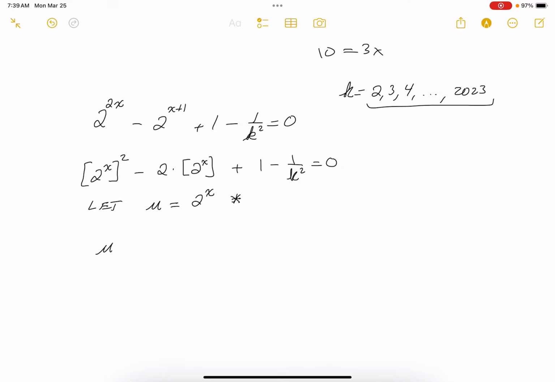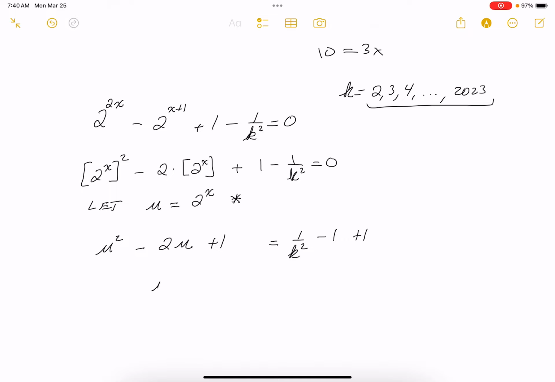So what do you get? You get u squared minus 2u. I notice this is going to be a quadratic, and I think I'm going to put the square on it. So I can write this down as 1 over k squared minus 1. What I do, I subtract 1 from both sides, and I add 1 over k squared to both sides. I'm going to complete the square now. Half of minus 2 is minus 1. Square it, you get plus 1. I'll add 1 to both sides.